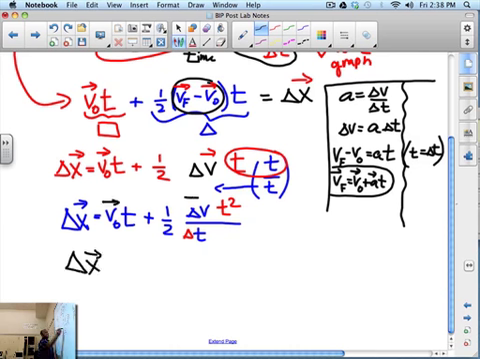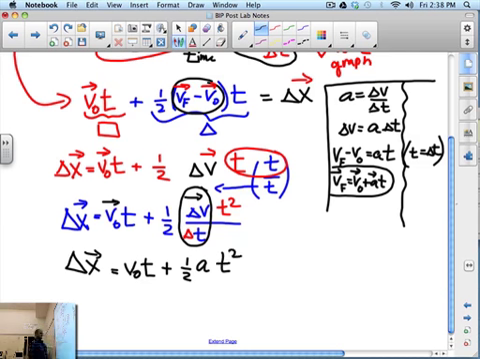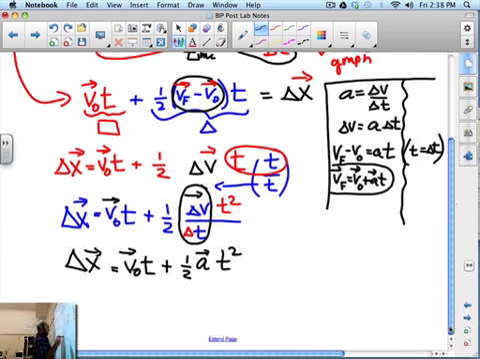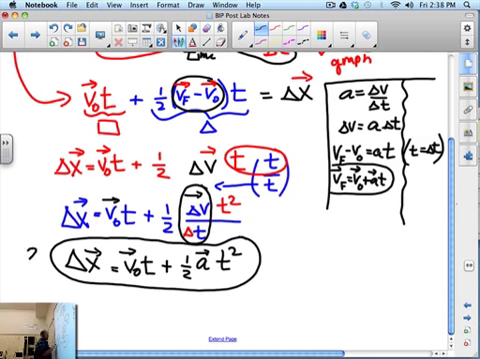Oh, I need arrows over these things. I have displacement equals initial velocity times time plus 1/2 a t squared. Beautiful. This is your second kinematics equation. Very powerful. And I'm going to call this equation 2.